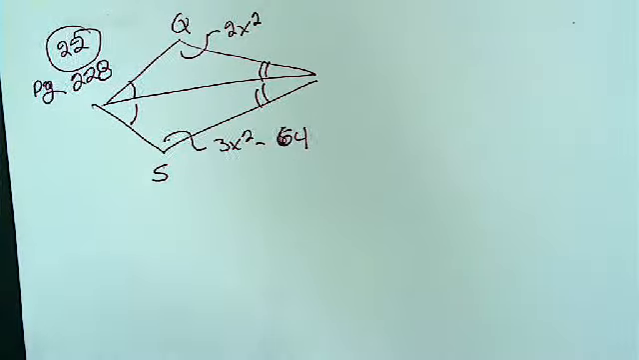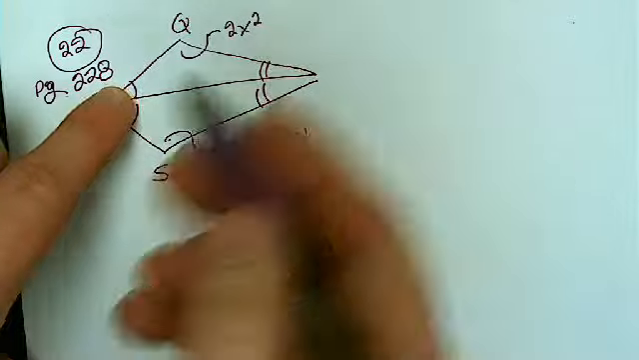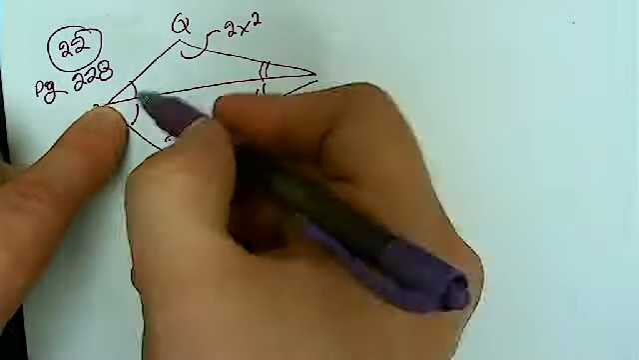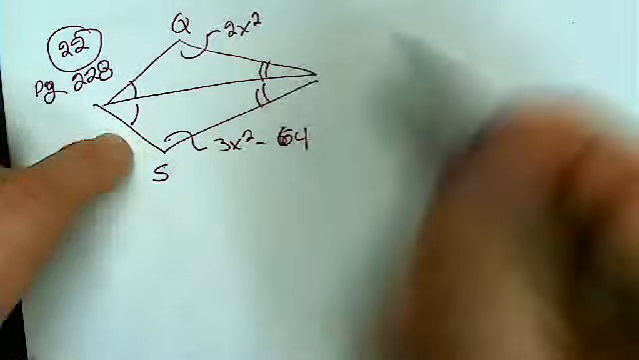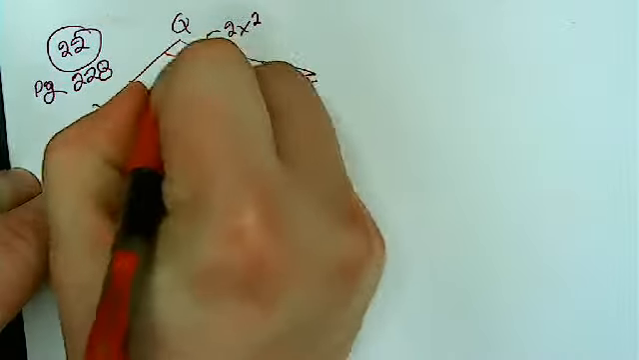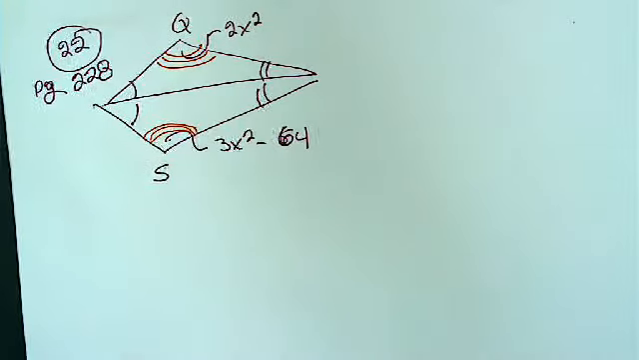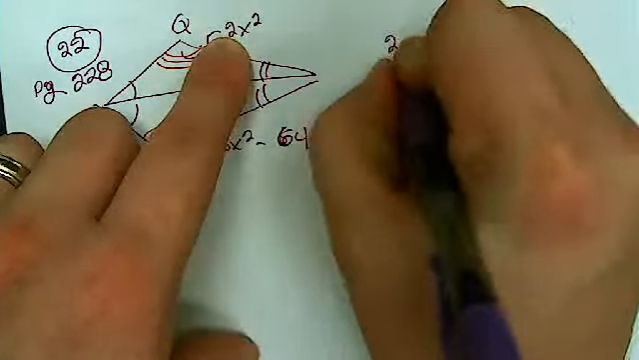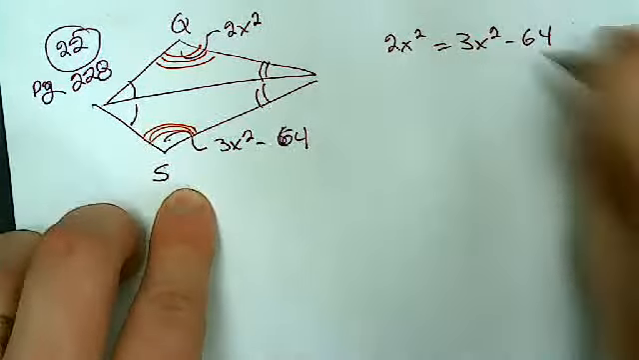Now there was a rule we kind of glanced over yesterday that says, in two triangles, if two pairs of angles are the same measure, which is what the double arcs and the single arcs represent, then it's implied that the third angle pair also is the same. So that would mean for this, 2x squared is equal to 3x squared minus 64.